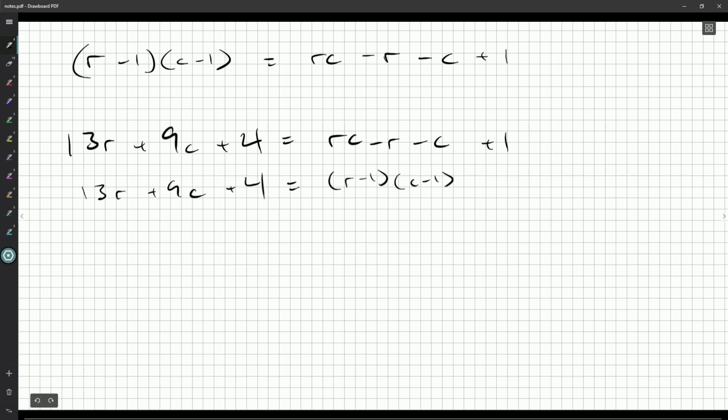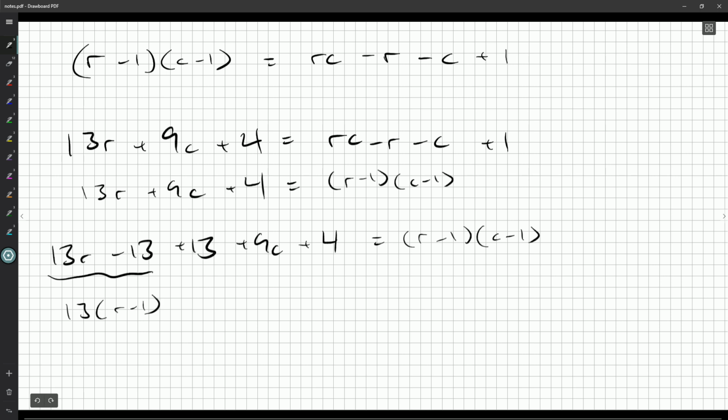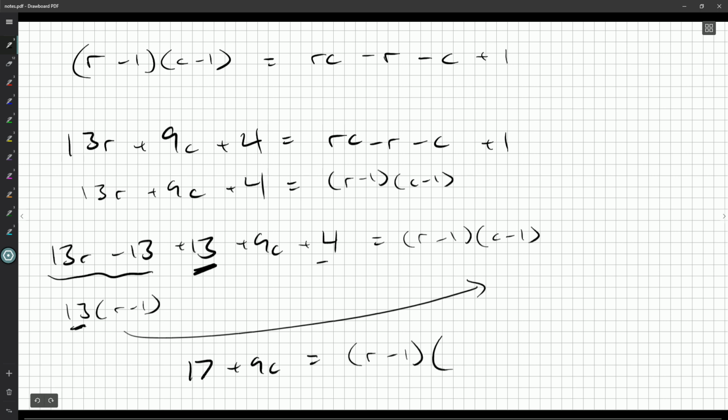And you might say, well, what good did that do? Well, if I were to add 13 and subtract 13 over here, then this part here is really just 13 times R minus 1, so we can bring that over to the other side. We'll be left with 13 plus 4, 17 on this side, and 9C, and that'll be R minus 1, and then you'll take the 13 and subtract it from the C minus 1, so you'll get C minus 14.